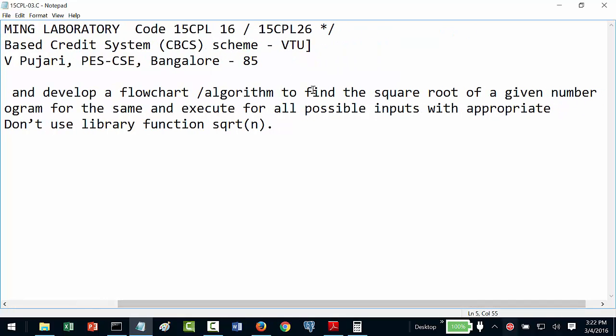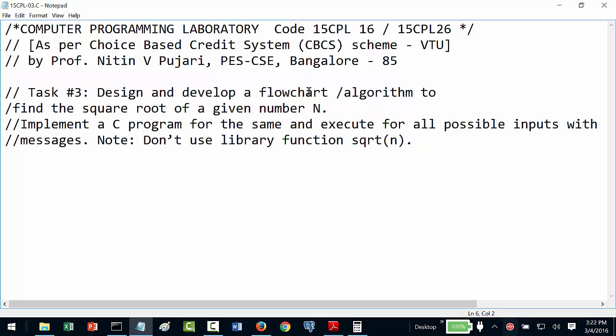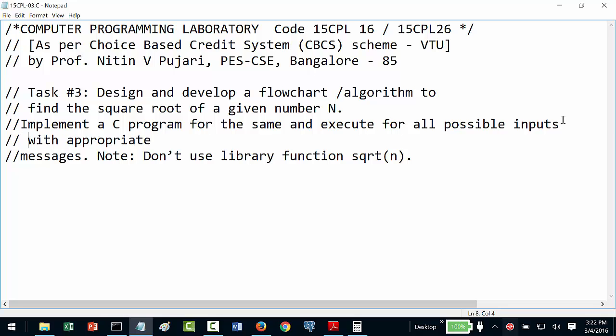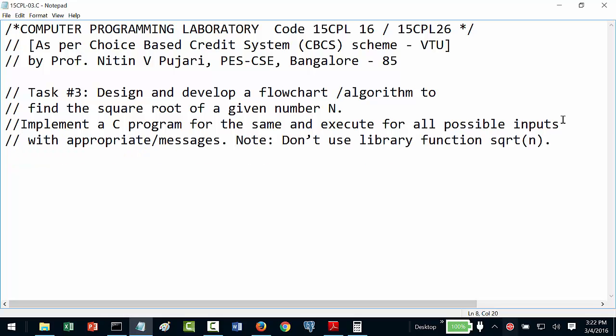Any given number, and then implement a C program for the same and execute it for all possible inputs with appropriate messages. They have clearly said that we are not supposed to use the library functions. We will use the library functions only to compare our results, just to see whether our results coincide with the built-in function results. Once that happens, then we know that our algorithm is working correctly.